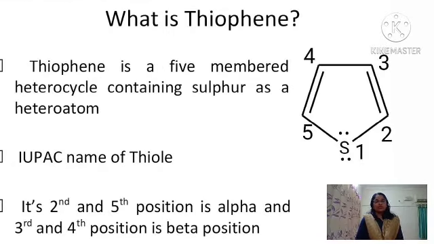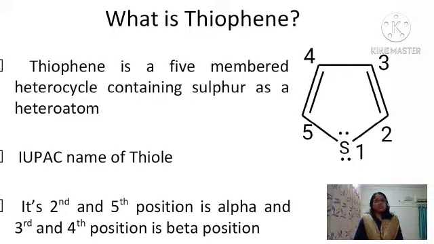Coming to the first topic, that is what is thiophene. Thiophene is a 5-membered heterocycle obtained by the replacement of a carbon-carbon double bond of benzene by a heteroatom, that is sulfur. Moreover, the sulfur contains an unshared pair of electrons which helps in the delocalization of the pi electrons present in the ring, thereby making thiophene an aromatic compound just like benzene. Its IUPAC name is thiole.